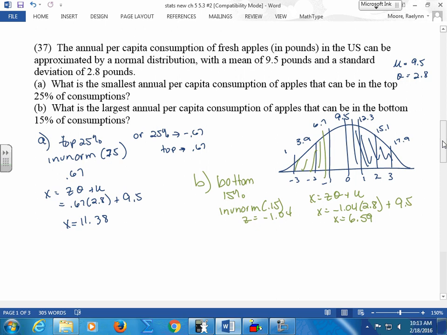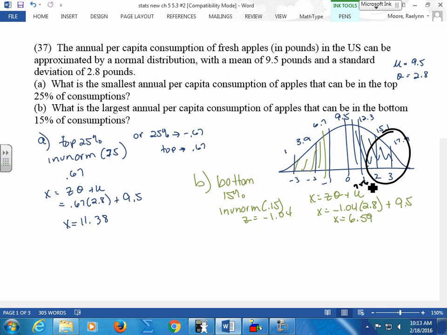What is the smallest annual per capita of apples that can be in the top 25%? Your top 25% is up here. So you're looking at inverse norm of 75%, or if you looked up the 0.25, and we've been seeing that one. You just saw that one right before this with the 0.25. Use the z-score. Don't look it up again. You have it already. 0.67. Okay, plug it into your thing.